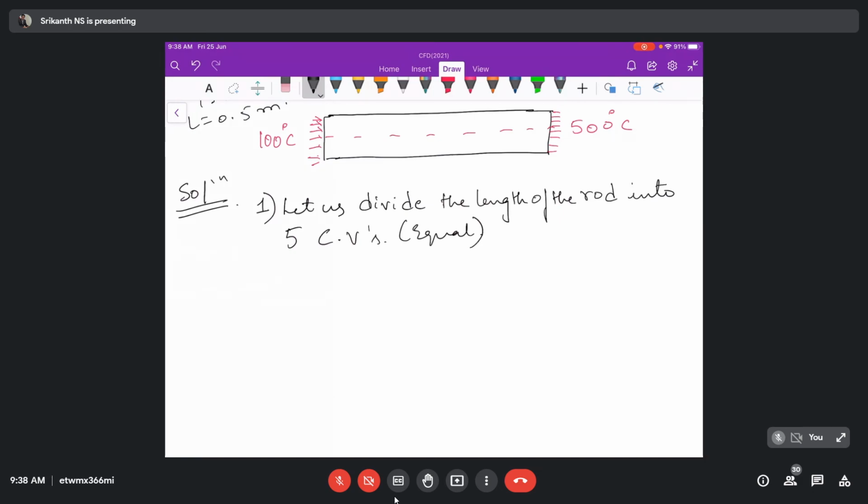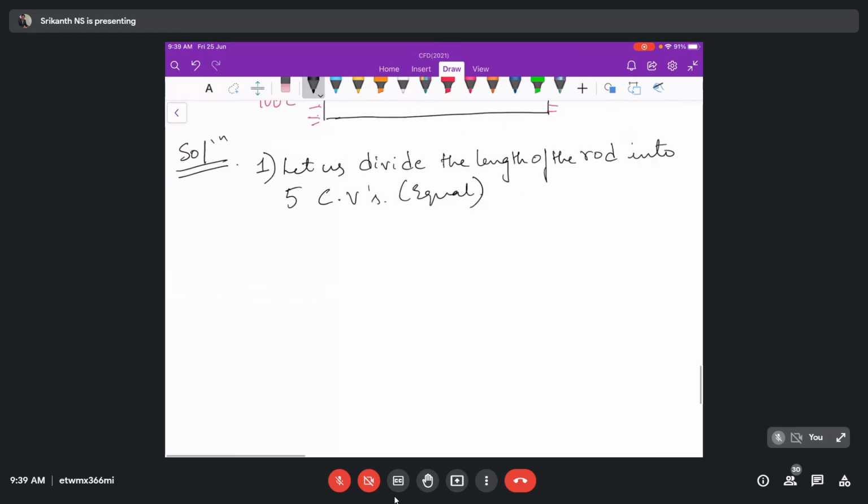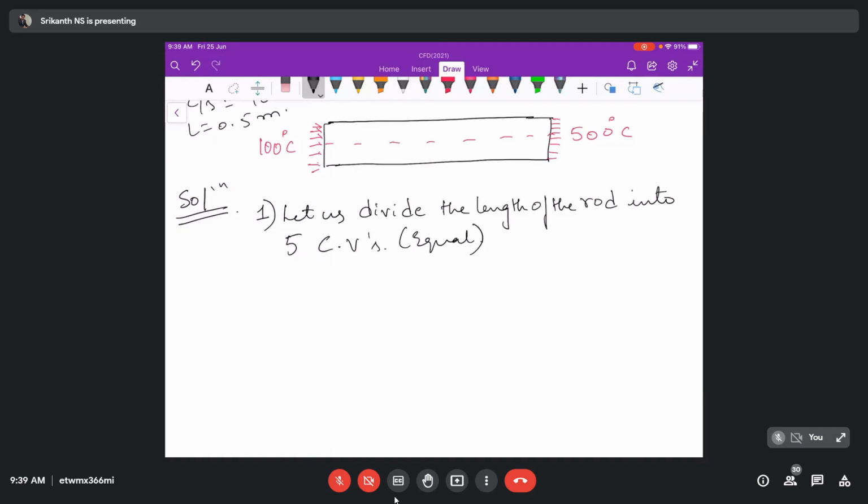Now, what is our first step? Let us divide the length of the rod into 5 equal control volumes. Since it's a rod, you can write L equal to 0.5. Write the diagram first here. You can see the cross section. You can assume the area to be 10 to the power of minus 2 meters square.